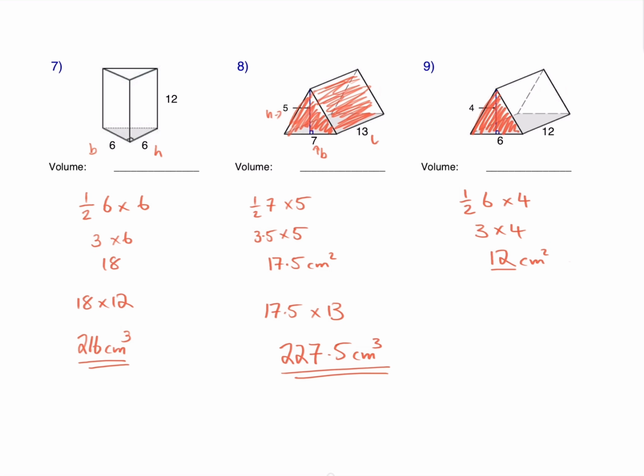And now we just multiply that by the length, which is the 12. So 12 multiplied by 12. And if you know your 12s times tables, you will be able to do this in your head. It's 144 centimeters cubed. And that is the volume. That's the volume of the shape. Okay? And that's it.